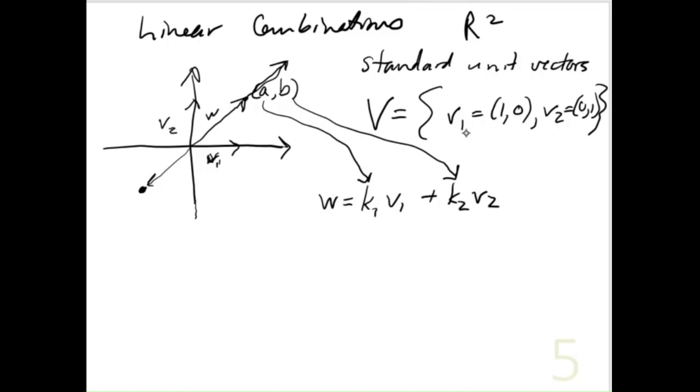But just realize that V1 and V2 don't have to be the standard unit vectors. I mean, V1 could be something else. V1 could be 2, 0, and V2 could be 0, 2, what have you. But this is the relationship here. So you want to think about what these linear combinations mean.